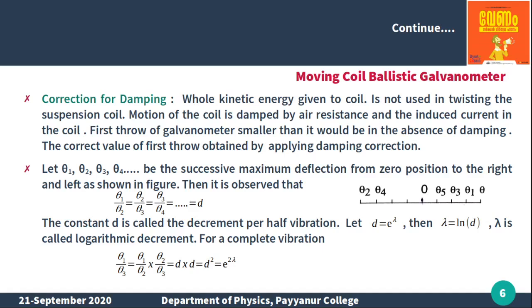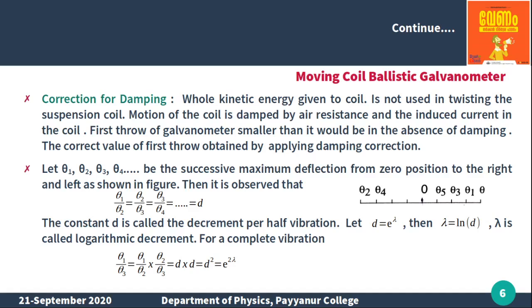That decrease, that decrement, we can tell it as it is for a half vibration. Yes, because you are going from theta 1 to theta 2. And if you come to theta 3, that is a full vibration. So in that half vibration, there is a decrement in the deflection. That decrement we can get by taking the ratio theta 1 by theta 2. Okay, if you take theta 2 to theta 3, that is also a half vibration, because if it comes to theta 4, it will be a full vibration from that side.